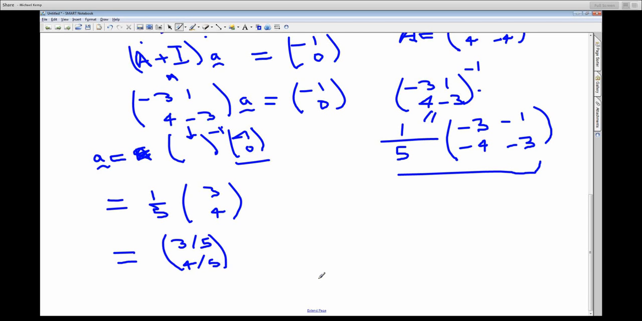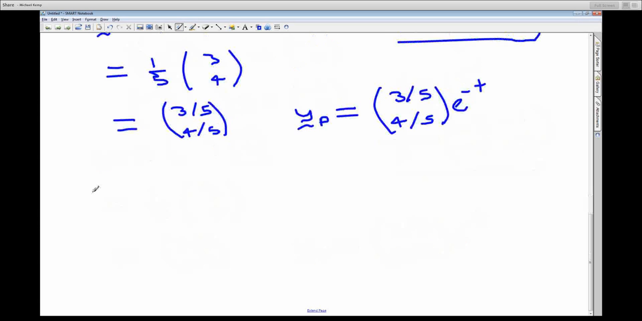So what we found is our particular solution, just one of them, is this matrix A, so 3/5, 4/5, times e to the minus t. That's one solution of many, of course. And so I want to find the general one. In general, the general solution would be the homogeneous part plus my particular solution I've just found.